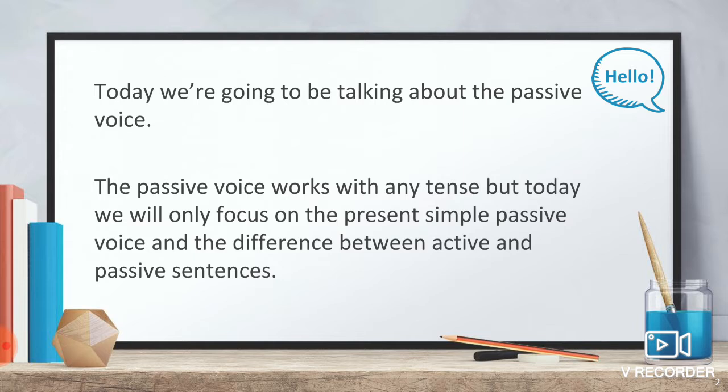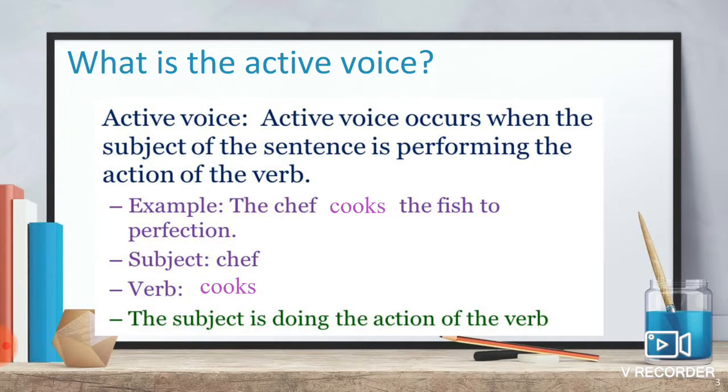Okay, so today we're only going to be talking about the present simple passive voice and the difference between active and passive sentences. So, what is the active voice? Basically, the active voice is the regular sentences that we use. It occurs when the subject of the sentence is performing the action of the verb. So, we have a subject and the subject is doing something.